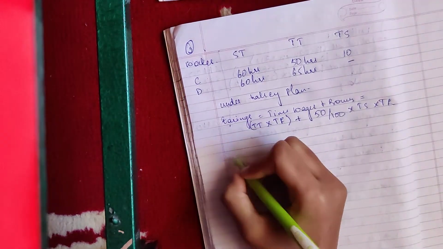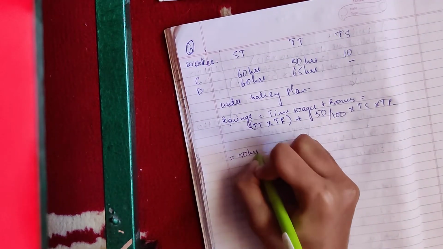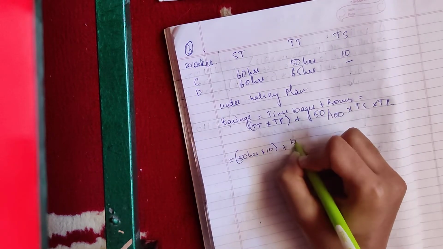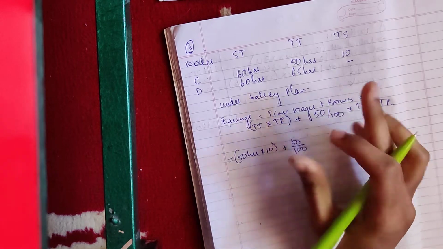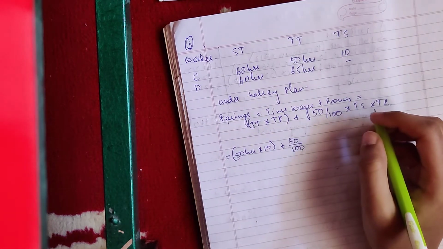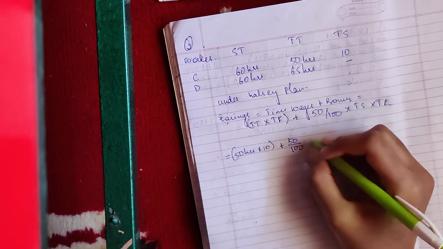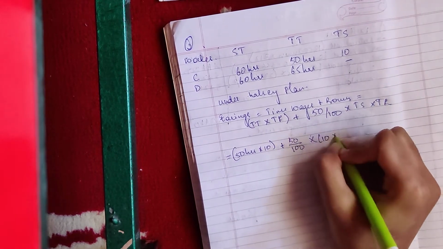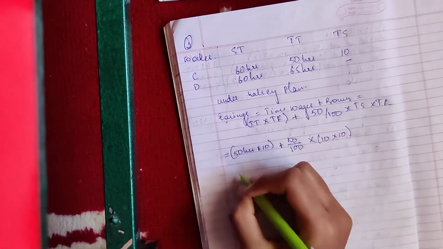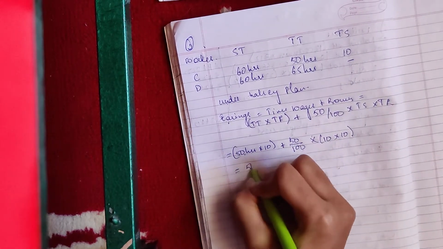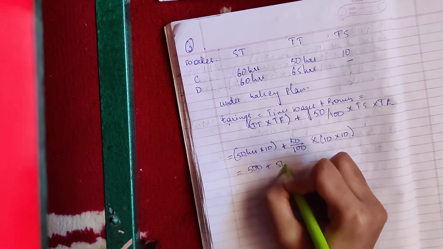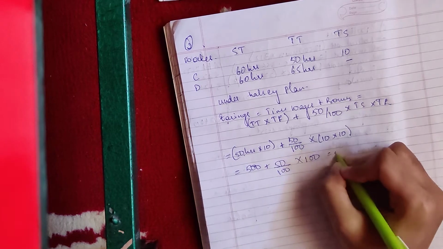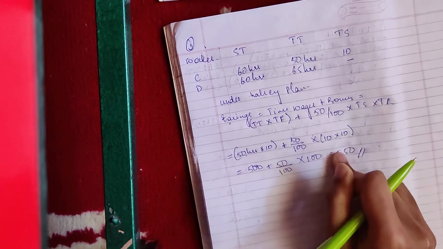Now you have to substitute this in the formula. 50 hours into 10 plus 50 divided by 100, which is already given in the question, into TS, which is 10, into 10. 50 into 10 is 500, plus 50 divided by 100 into 10 into 10 is 100, which will give you 550 as your total.